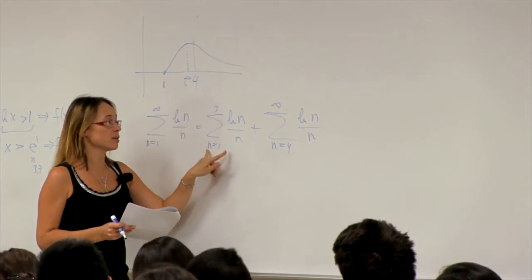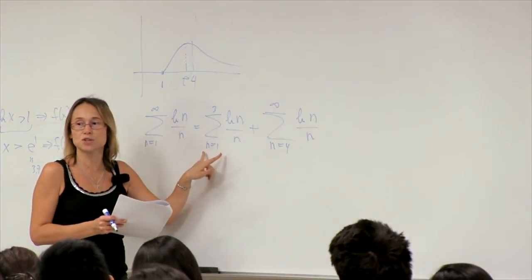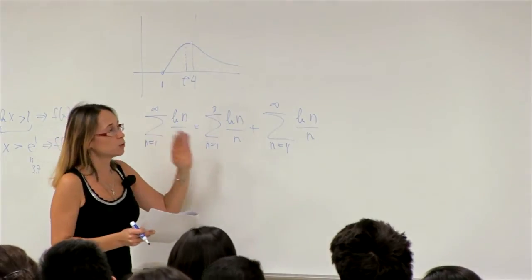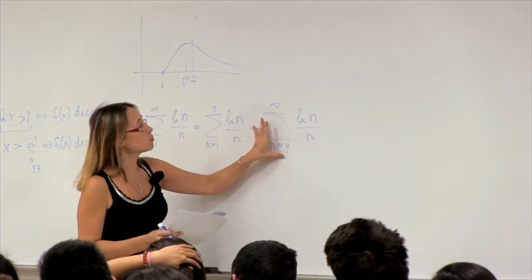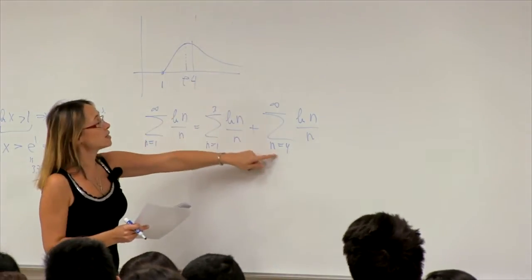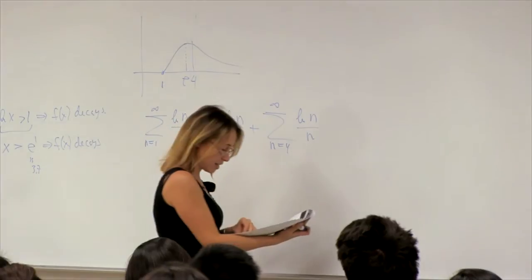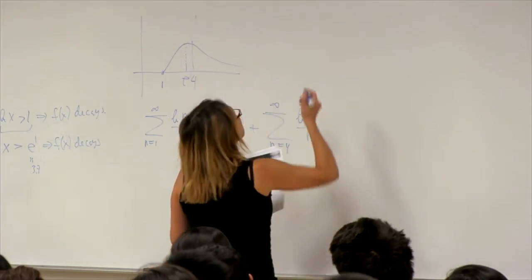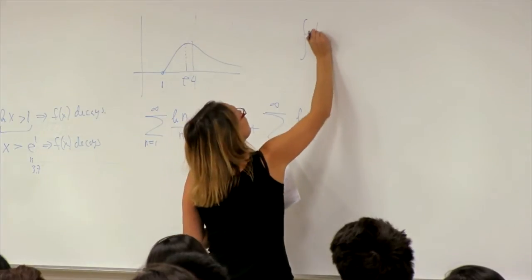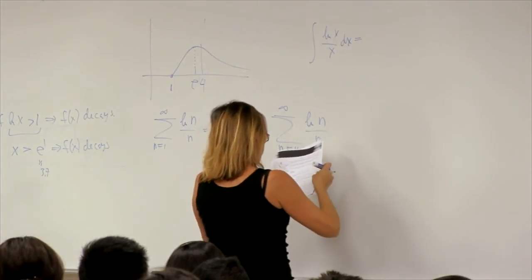And who cares about the 3 terms? They cannot be infinite, right? This is just some number. So what we have to worry about is the infinite part. So this is what we compare with this function. And starting from x equals 4, this function is decaying. So we need to calculate the integral of that function. So what's the integral of log x over x dx?